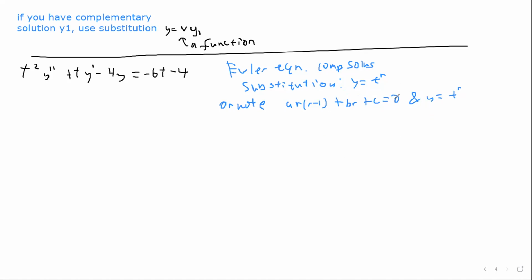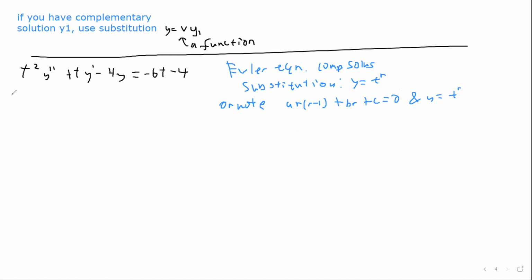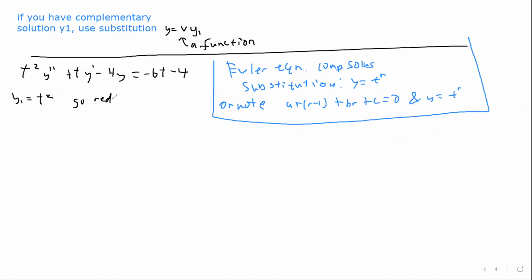So why wouldn't you memorize this equation? And by memorize, I mean write it down on the index card. So you can just do this, and that gives you the two solutions. But we are told that y1 is equal to t squared. So we can use reduction of order. Reduction of order involves the substitution y equals v y1, which is equal to v t squared.